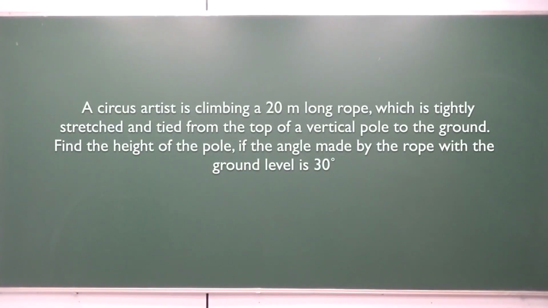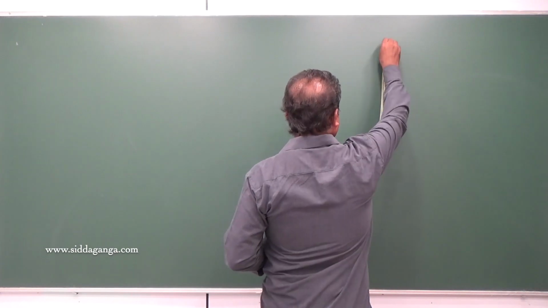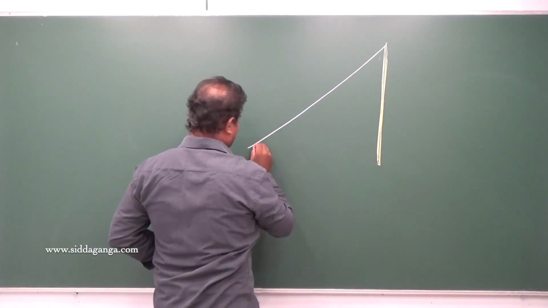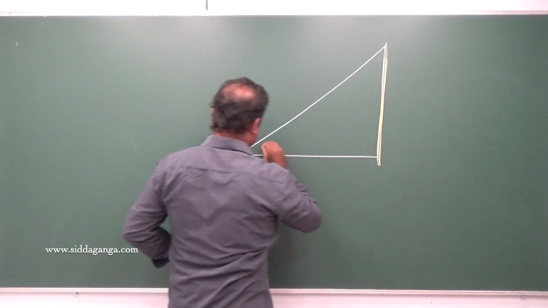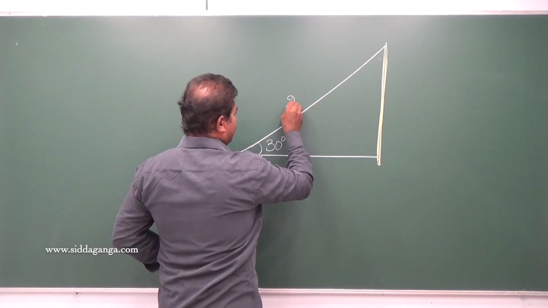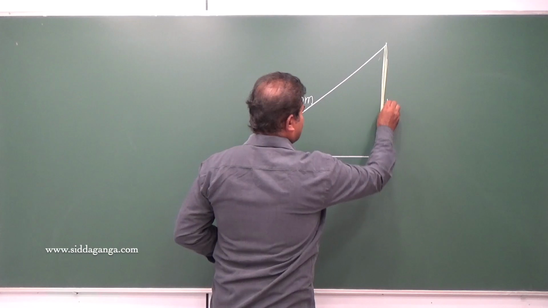Exercise 12.1. A circus artist is climbing a 20-meter long rope which is tightly stretched and tied from the top of a vertical pole to the ground. Find the height of the pole if the angle made by the rope with the ground level is 30 degree. With the diagram, here is a pole and a string is tied from that vertical pole so that this makes an angle of 30 degree with the ground, and the length of this rope is 20 meters. You need to find out what is the height of this pole.